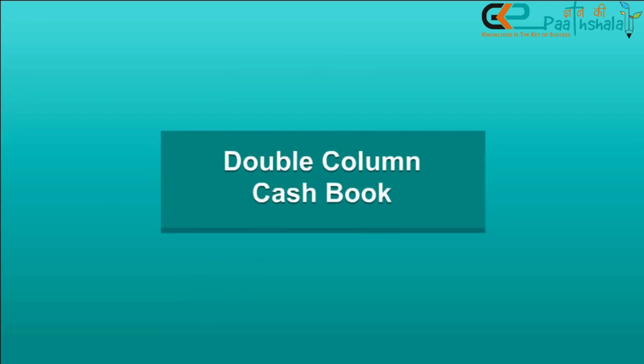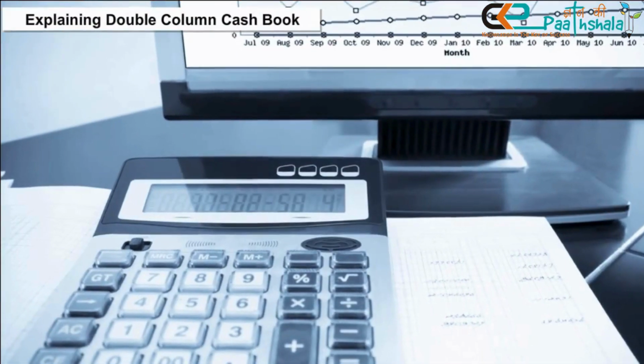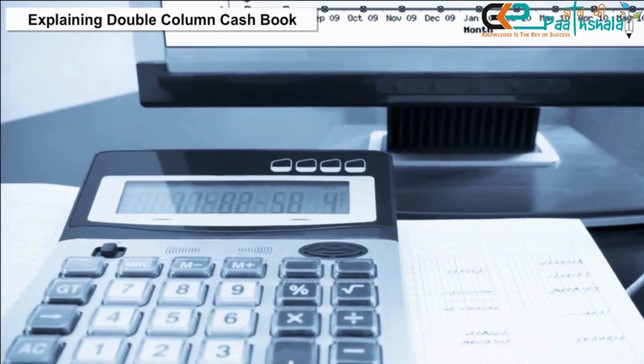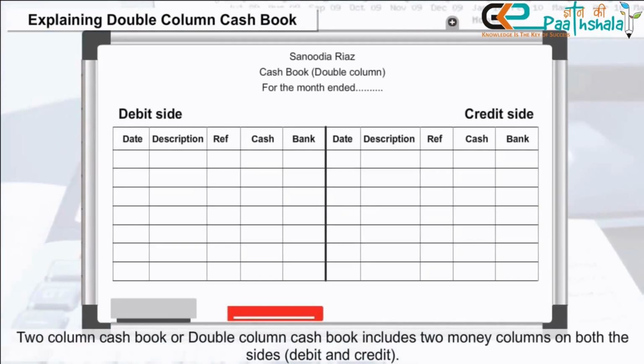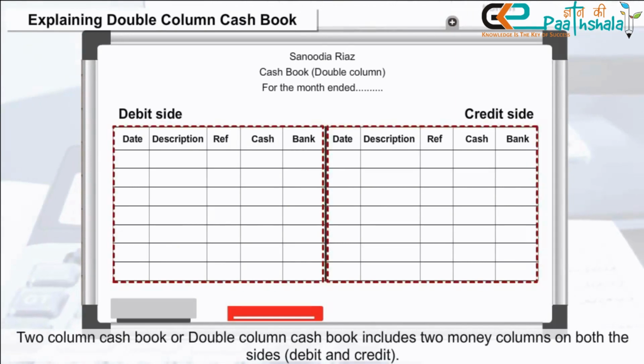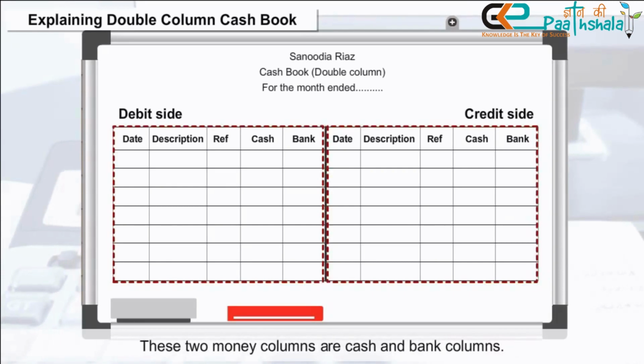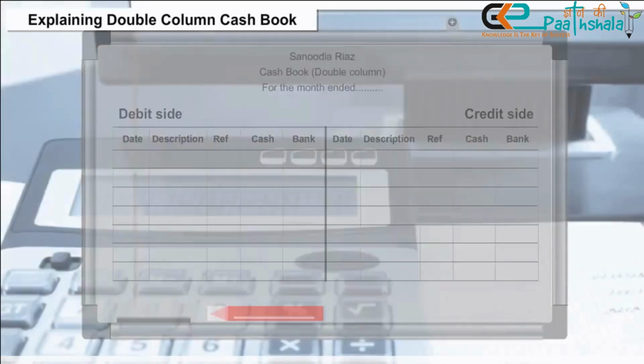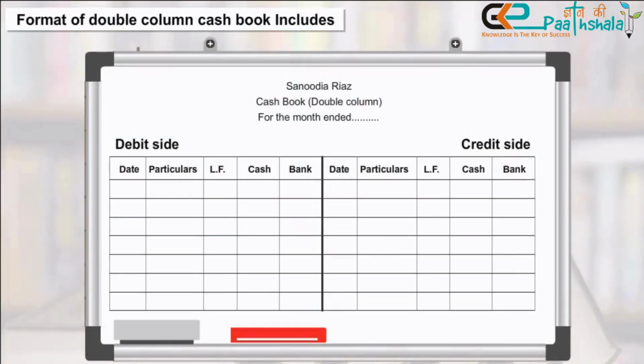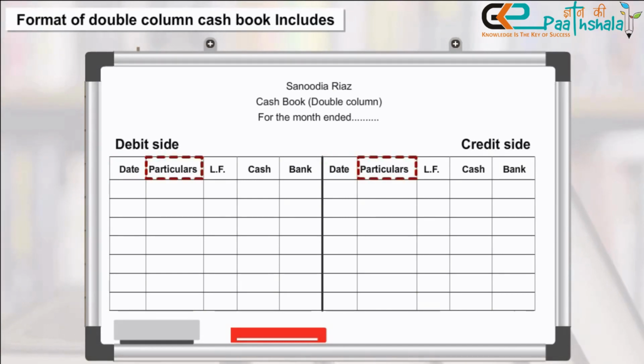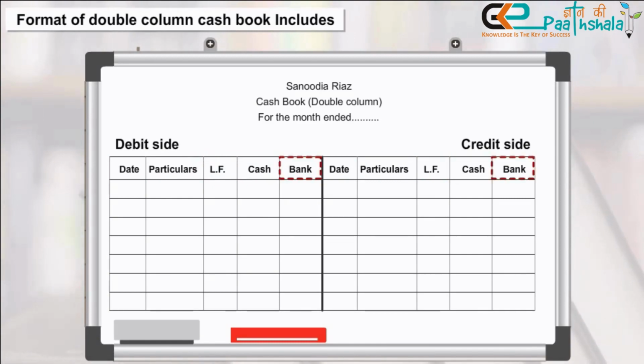Double column cash book. Explaining double column cash book. A two column cash book or double column cash book includes two money columns on both the sides, debit and credit. These two money columns are cash and bank columns. Format of double column cash book. The format of a double column cash book includes the following: date, particulars, ledger folio, cash amount, bank amount.